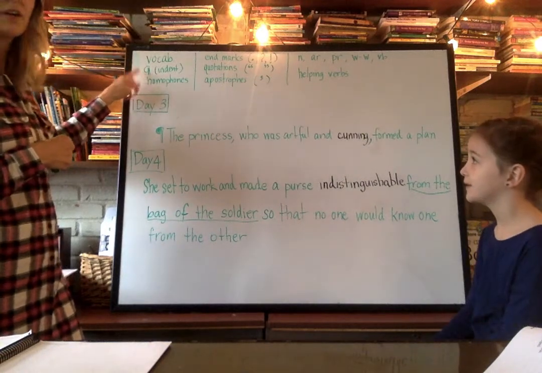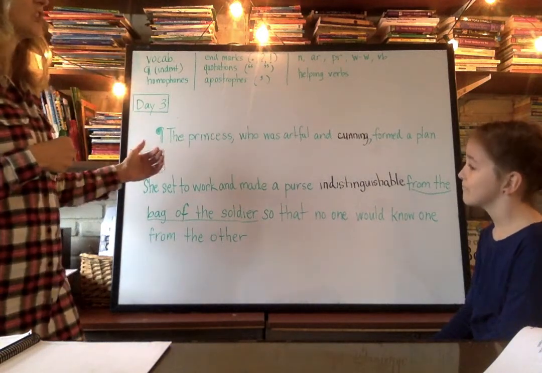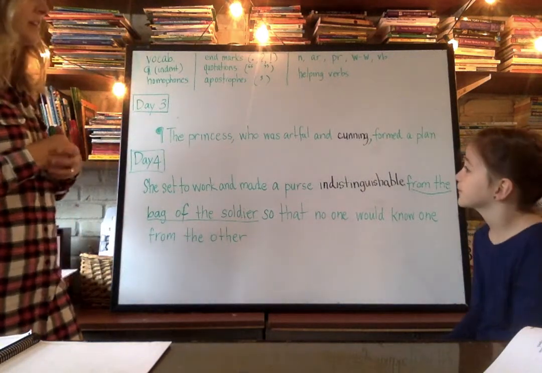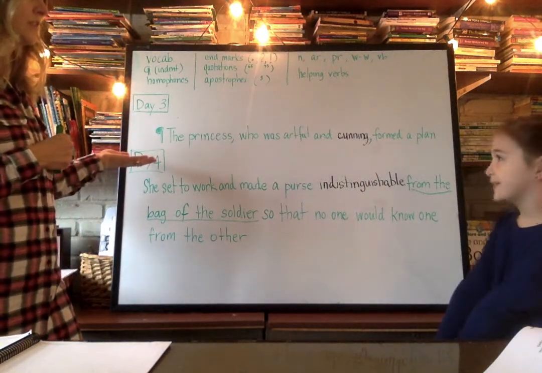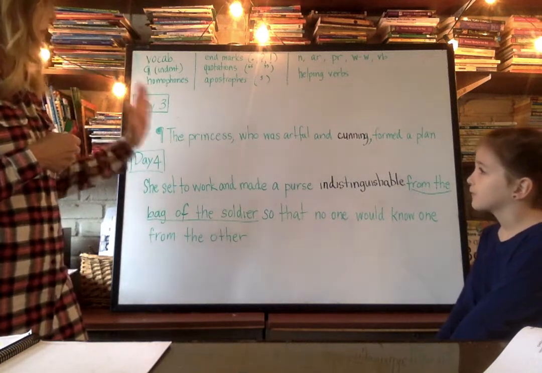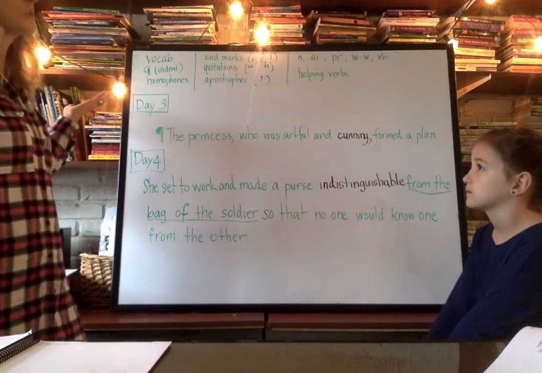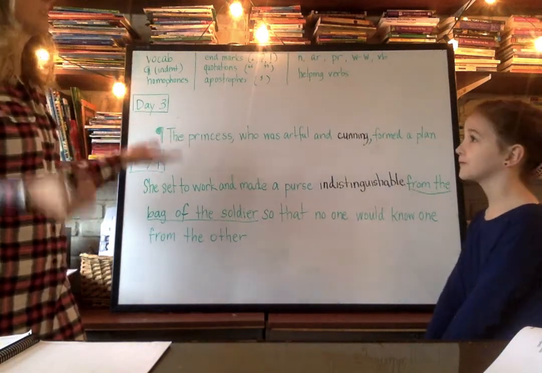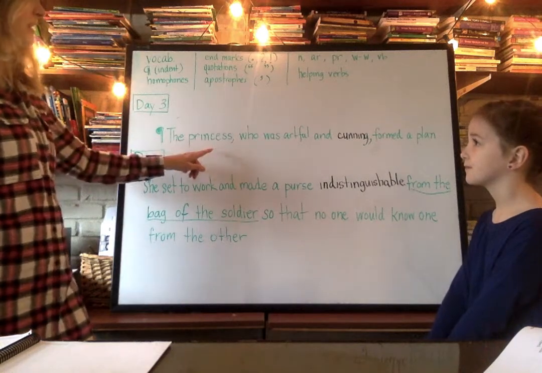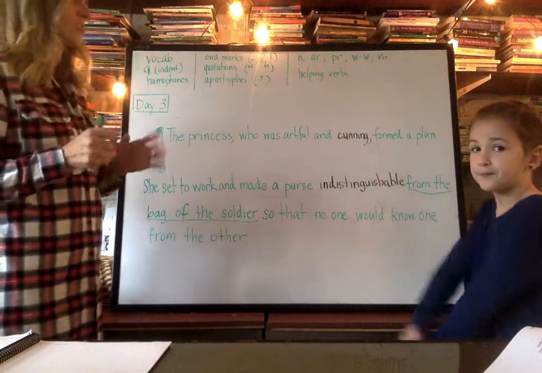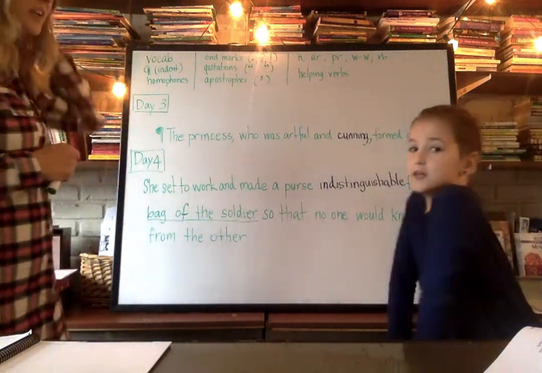Now we're going to look here. Do we have any indentation symbols in either one of these sentences? Let's take a look at day 3. Is there a symbol for an indentation? Yeah. So we're going to start a new paragraph. That tells us that we need to start a new paragraph. And the main reason we're starting a new paragraph is because we've got a new subject. We're learning about the princess forming a plan. Okay, so our subject has changed, and that's why we're starting a new paragraph.